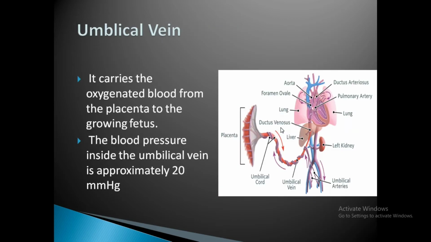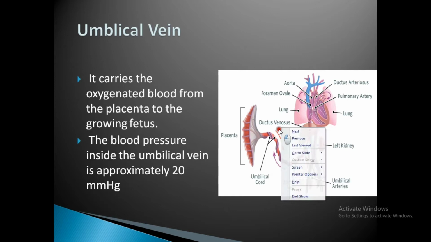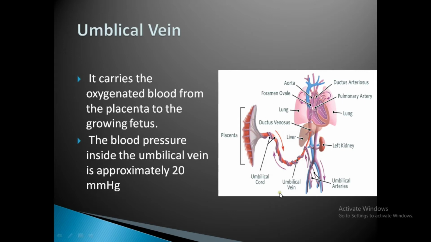Now, the umbilical vein, as you have been learning throughout your previous years, is a vein that usually carries deoxygenated blood, but in the case of the umbilical vein, it carries oxygenated blood from the placenta to the growing fetus. Now, this is the placenta. I think you should be familiar with the picture, because I'm repeating the same picture again and again so that you would be familiar with the big picture.